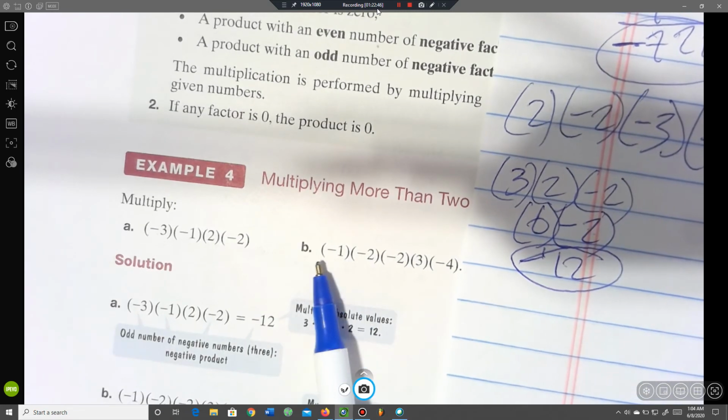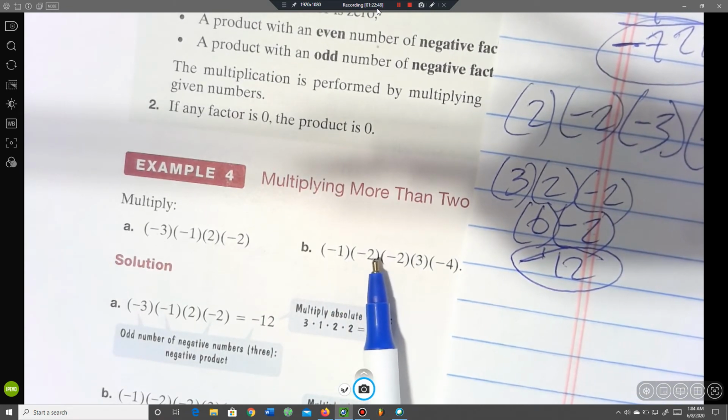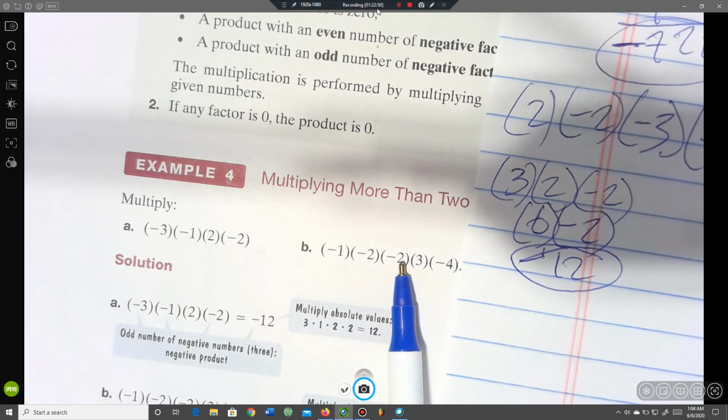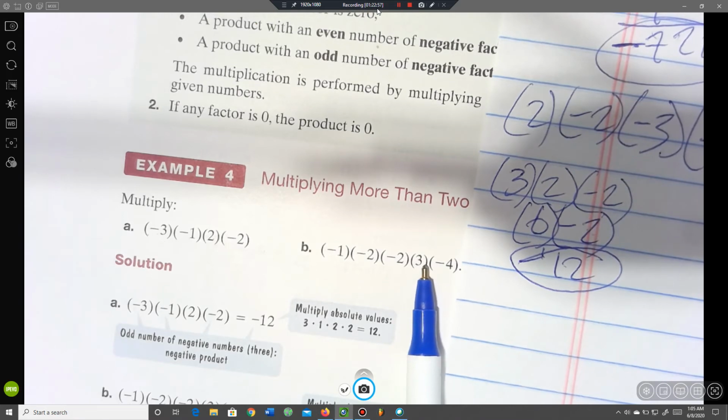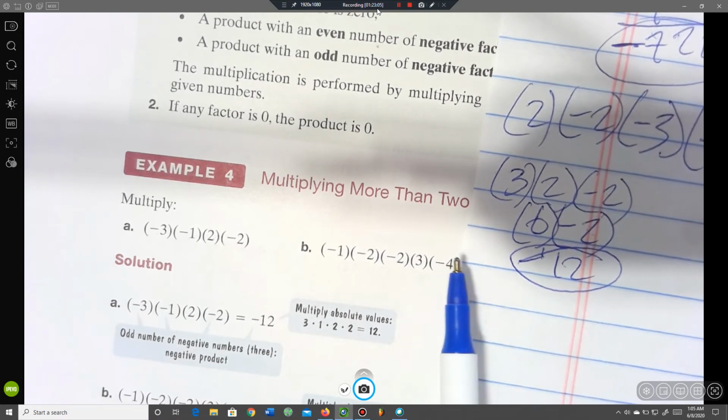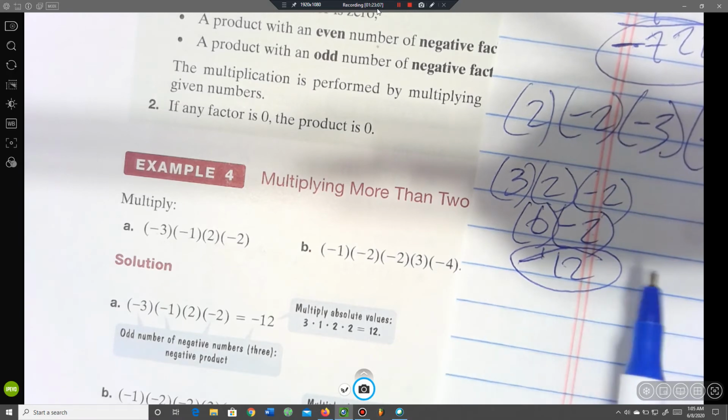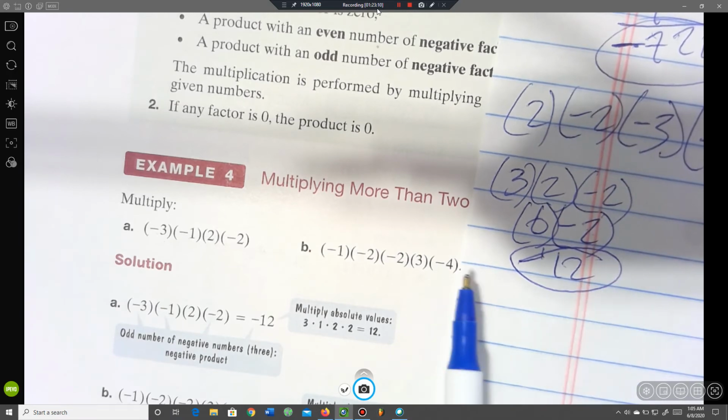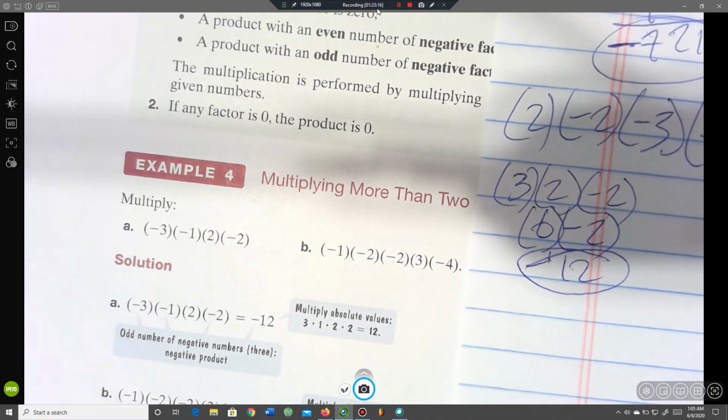Same thing with this one. Multiply negative times a negative. That's positive 2. Positive 2 times negative 2. That's a negative 4. Negative 4 times a positive 3 is negative 12. And then negative 12 times a negative 4 is positive 48. A positive 48. And I just did that in my head.